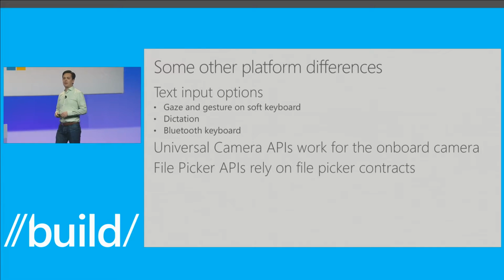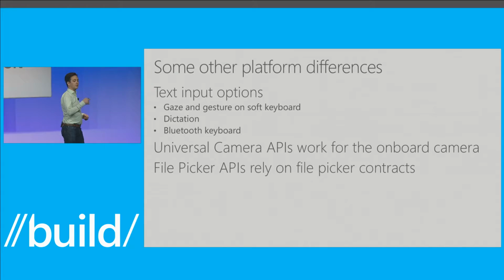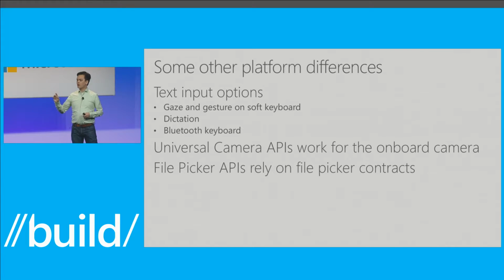The universal camera APIs actually function exactly as they do on other platforms, but there are some interesting considerations about how the user interacts with it. Unlike other Windows platforms where you can use the camera APIs and the user is free to point it wherever they want and tap a button, keep in mind that the camera on the HoloLens is on the user's forehead facing out. So it captures whatever they see.